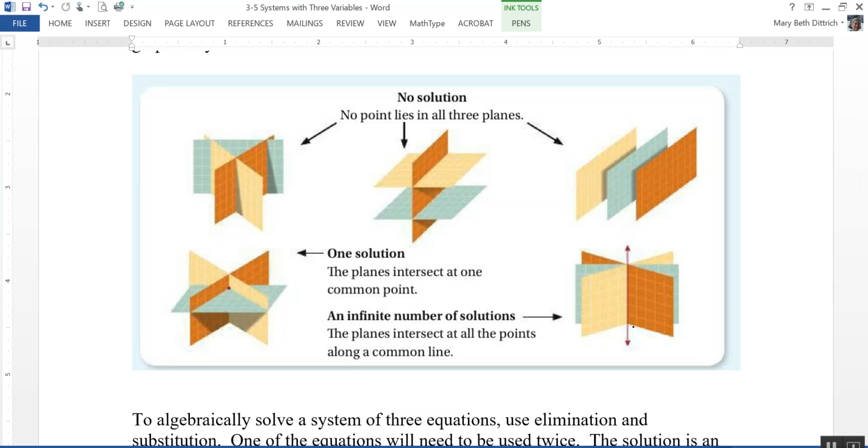So that line represents an infinite number of x, y, and z coordinates that lie in all three of those planes. And there are three situations where you can have no solution. You can have three parallel planes. You can have two planes that are parallel with one cutting through them. Or you can have something like this, that looks kind of like a three-dimensional triangle.